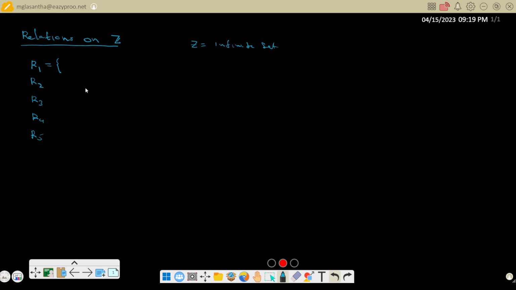So we are doing relations on Z, the set of integers. Can you tell me one relation? 1, 2, 3, 4, 5 is not a relation, it's a subset of Z. So you have to consider Z cross Z. What is Z cross Z? Cartesian product Z cross Z. Any subset of Z cross Z is a relation.